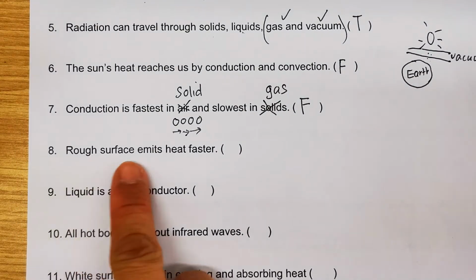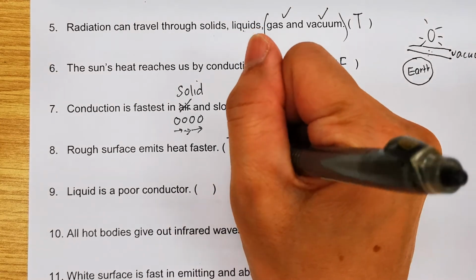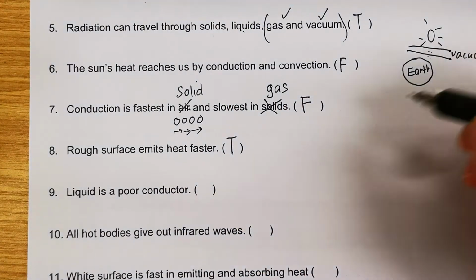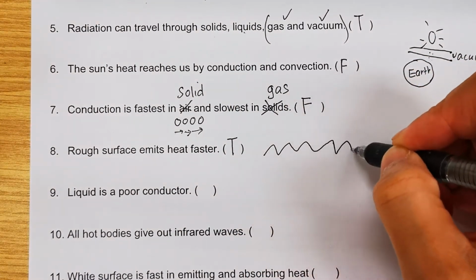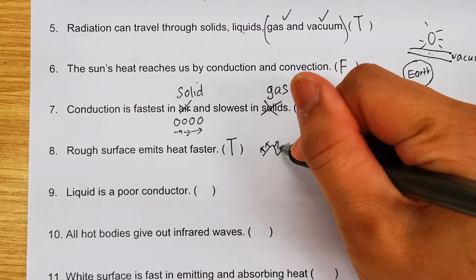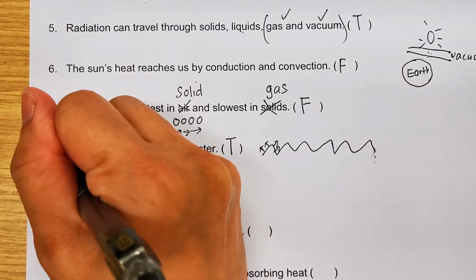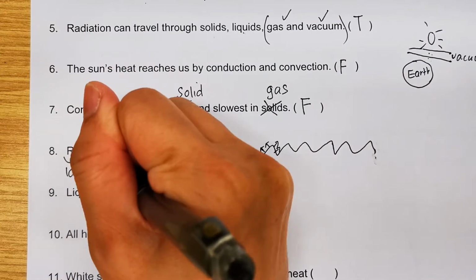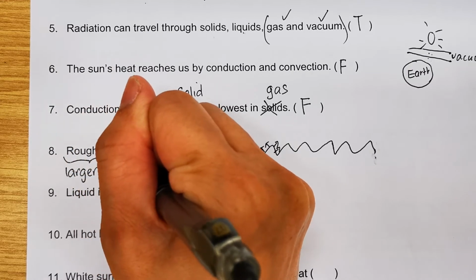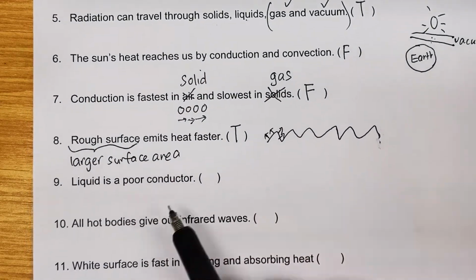Question 8. Rough surface emits heat faster. True. If you look at a rough surface under the microscope, you notice that a rough surface has an increased surface area. There is a larger surface area compared to a smooth surface. So when you have a larger surface area, you are able to emit more heat.